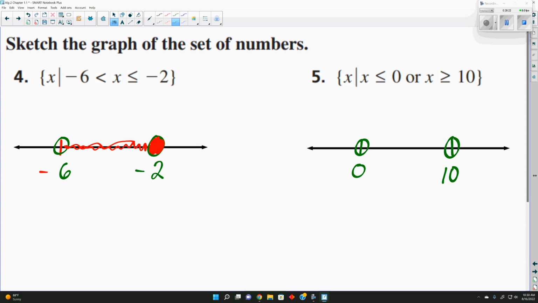Now, are either one of these points included? Both, because at both it is equal to, so on both of these here, we will fill this in. So the first one says x is less than or equal to 0. So at the point 0, will we shade to the right or to the left? Left, because it's less than. At 10, x is greater than or equal to 10. So at the 10, will we shade to the right or to the left?